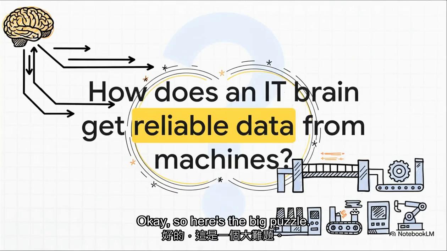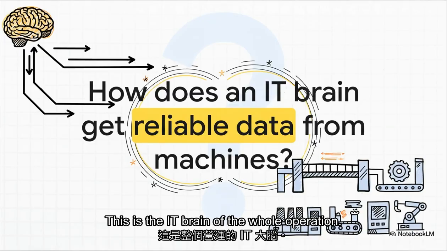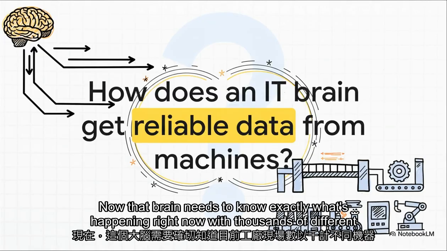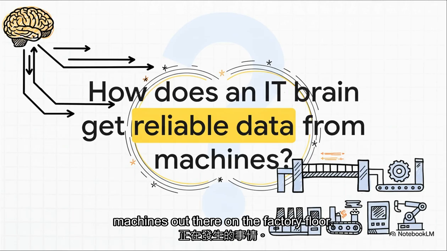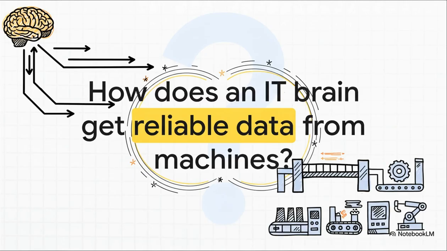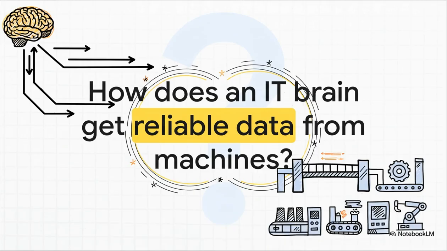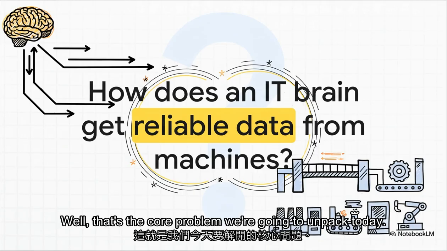Okay, so here's the big puzzle. Picture a central control room. This is the IT brain of the whole operation. Now, that brain needs to know exactly what's happening right now with thousands of different machines out there on the factory floor. That's the operational technology, or OT. So how do you bridge that gap? How do you get good, reliable data that you can actually understand? Well, that's the core problem we're going to unpack today.